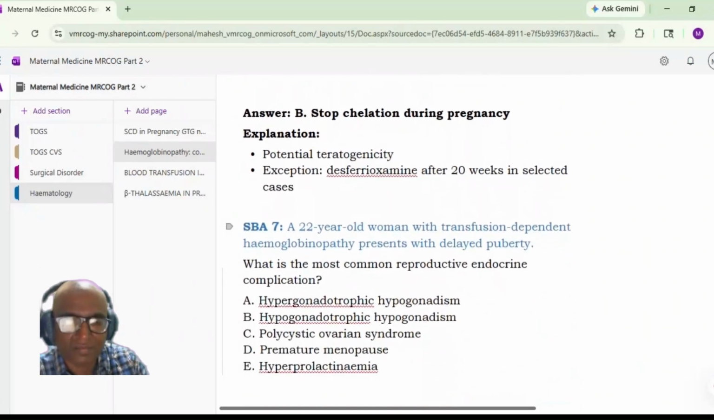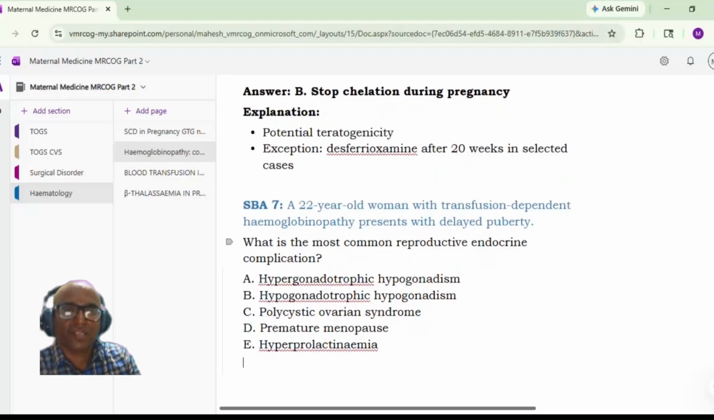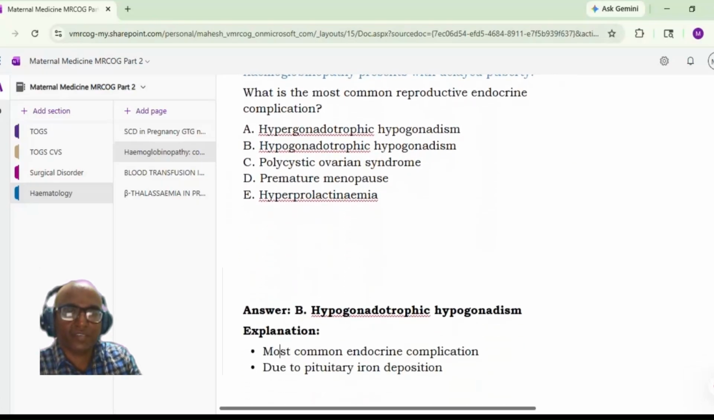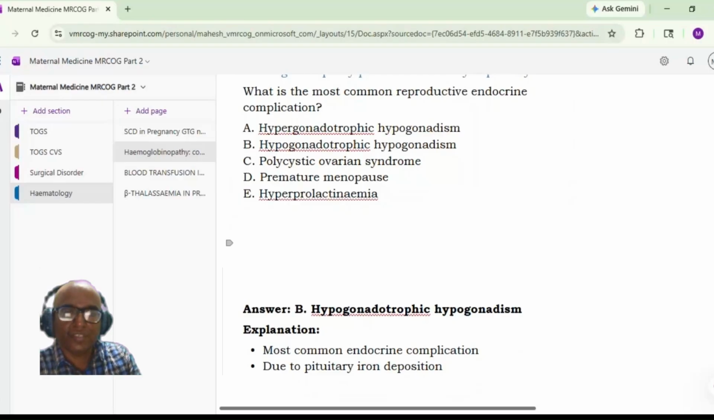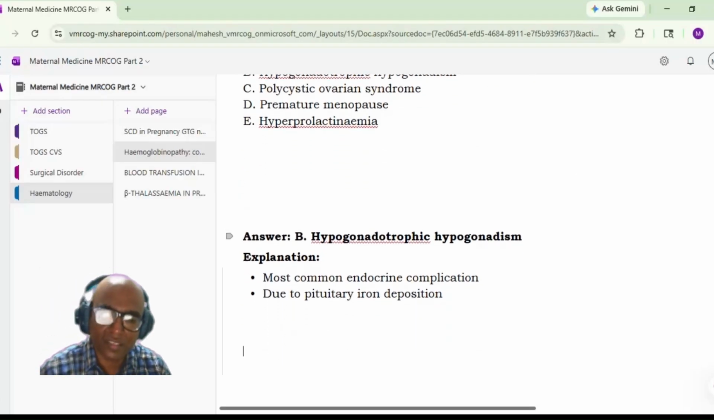Next. A 22-year-old woman with transfusion-dependent hemoglobinopathy presents with delayed puberty. What is the most common reproductive endocrine complication? A. Hypergonadotropic hypogonadism. B. Hypogonadotropic hypogonadism. C. PCOS. D. Premature menopause. E. Hyperprolactinemia. It is B, hypogonadotropic hypogonadism. Yes, it is the most common endocrine complication due to pituitary iron deposition. So that finishes this talk and its SBA. Thank you, Doctor.